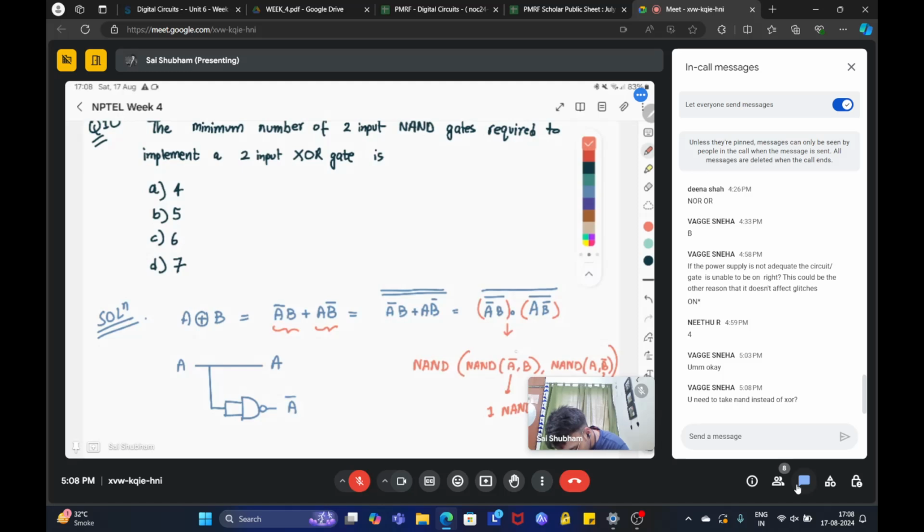And in order to generate A bar, we will need one NAND. In order to generate B bar, we will need another NAND. Okay. So if this is a signal A, in order to generate A bar, we can use a NAND gate like this.